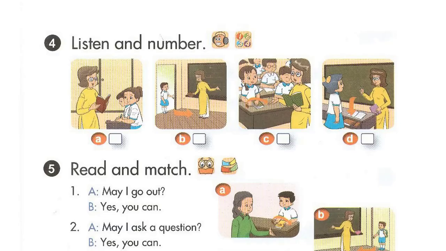Page 43. Lesson 2. Activity 4. Listen and number. 1. May I come in? Yes, you can. 2. May I open the book? Yes, you can. 3. May I sit down? No, you can't. 4. May I write now? Yes, you can.